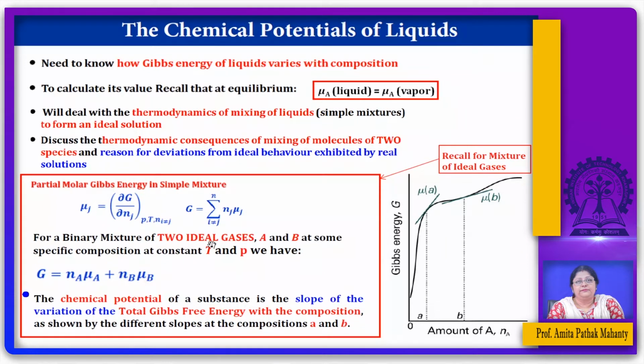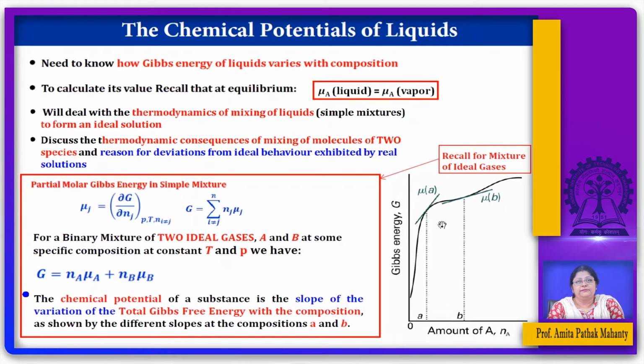If binary gases are mixed, the G of that mixture is equal to the number of moles of gas A times its chemical potential plus the number of moles of gas B times its chemical potential. We have to see whether we can use these things in the liquid system as well. In the gaseous system, we had established that the chemical potential of a substance is the slope of the total G versus the amount. And since it is going to change with composition, the chemical potential is actually going to change with the composition. So these are the things we already know.